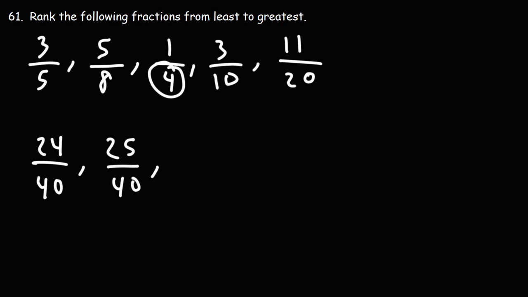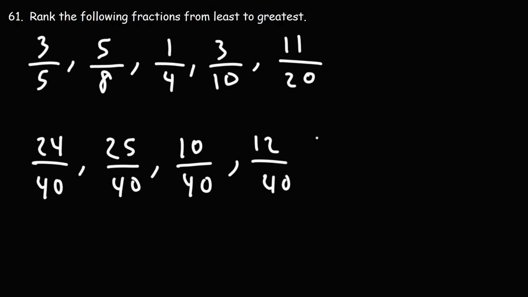40 divided by 4 is 10, so I'm going to multiply this fraction by 10 over 10. 1 times 10 is 10, 4 times 10 is 40. 40 divided by 10 is 4, so I'm going to multiply this fraction by 4 over 4. 3 times 4 is 12, 10 times 4 is 40. 40 divided by 20 is 2, so I'm going to multiply that fraction by 2 over 2. 11 times 2 is 22, and 20 times 2 is 40.